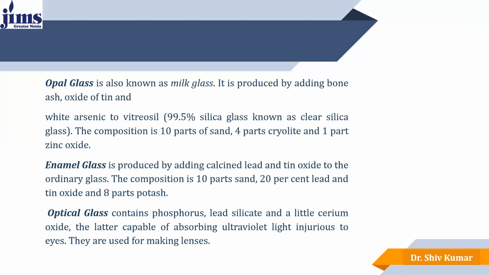In this series, next is optical glass. It contains phosphorus, silicates of lead, and a little cerium oxide, the latter capable of absorbing ultraviolet lights injurious to eyes. They are used for making lenses.